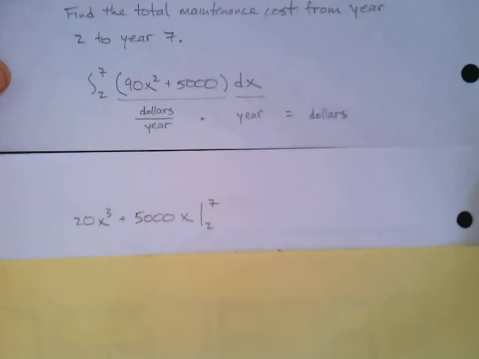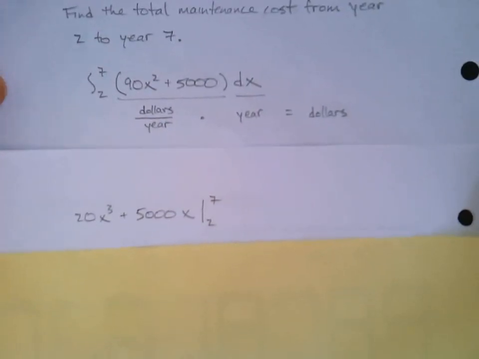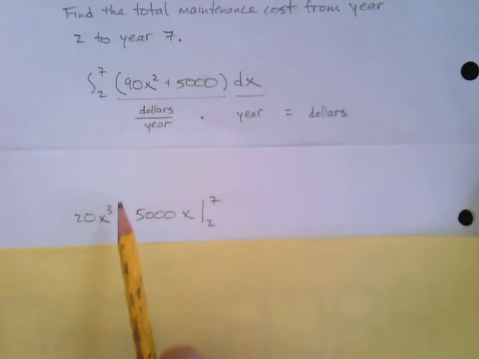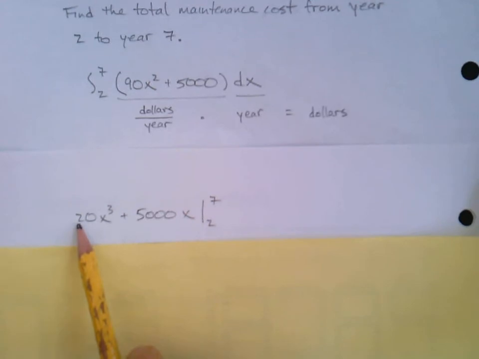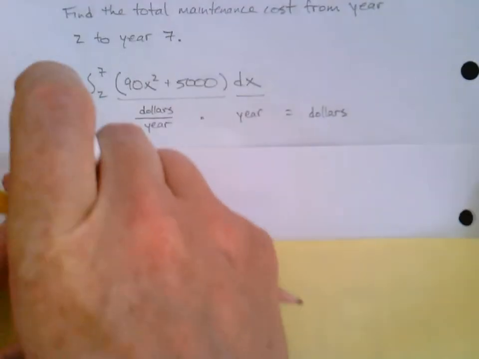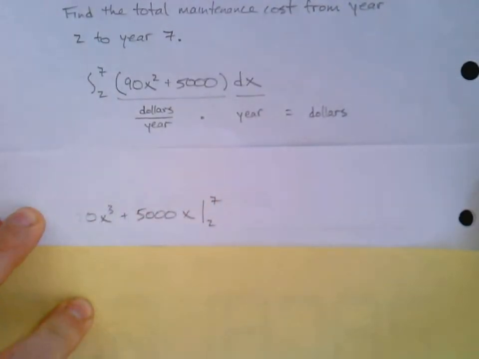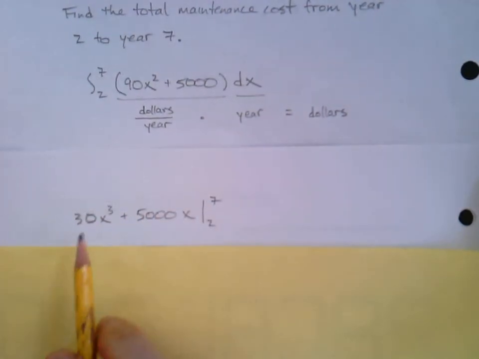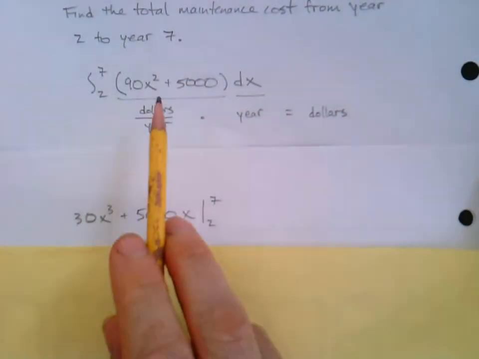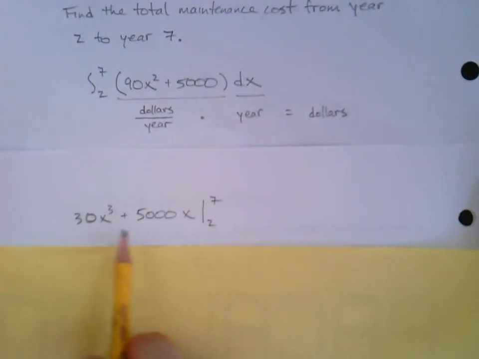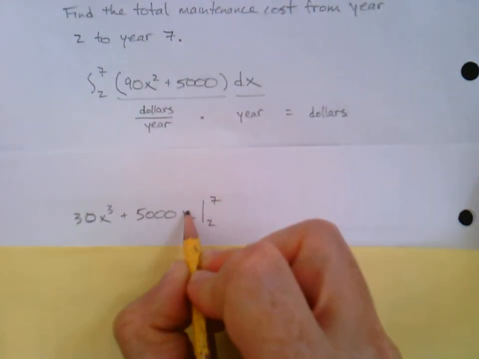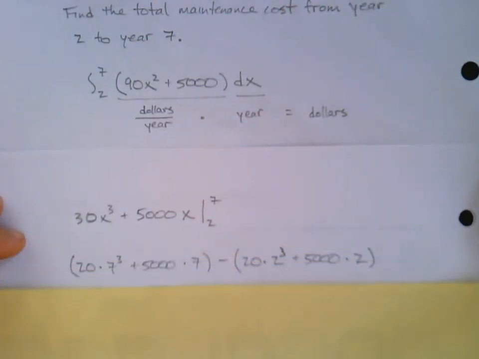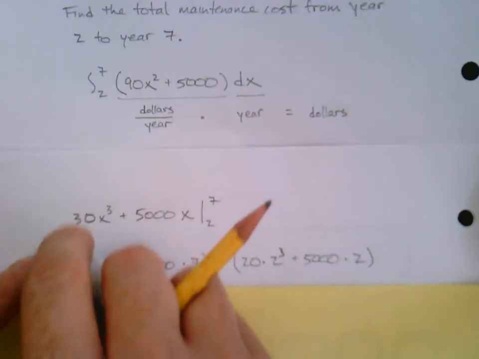Here's the next step. We need an antiderivative. That would have come from x to the third. 20. It's not going to be 20. What am I doing? Getting tired or something. 30, because the 3 would multiply to get the 90. Okay, 30x to the third plus 5,000x. Evaluate that from 2 to 7. And I think I've got to correct that mistake a couple more times.